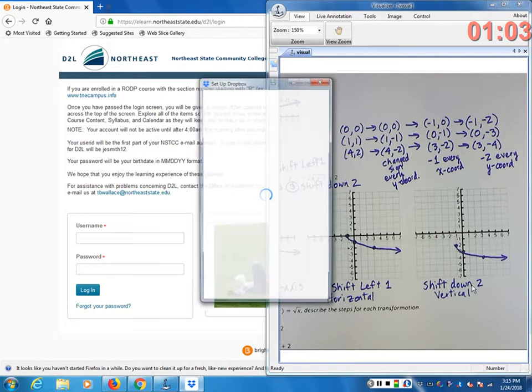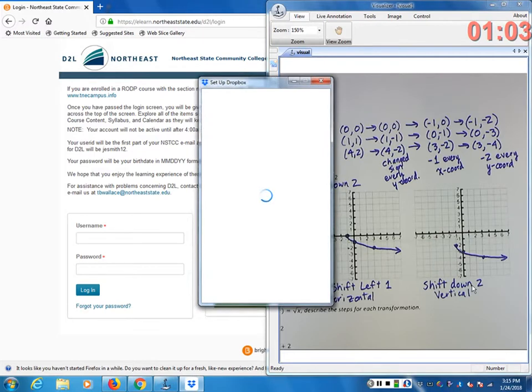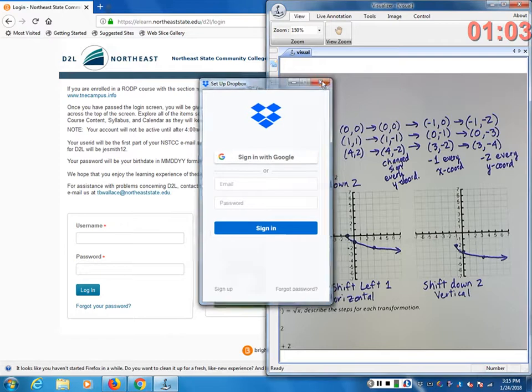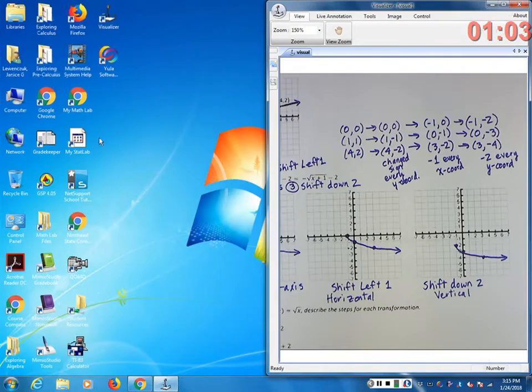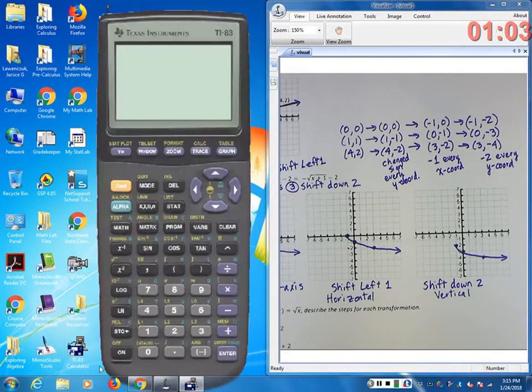And since we started with the square root of x function, what is it doing, Dropbox? Just set up Dropbox. Does it have a mind of its own or what? I think so. I don't think I need to set up Dropbox, but then you can check.